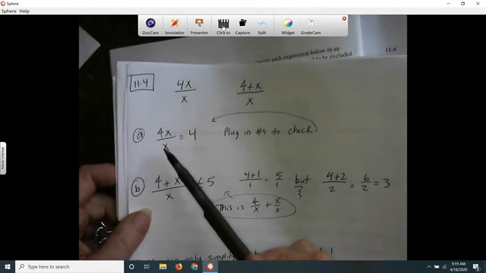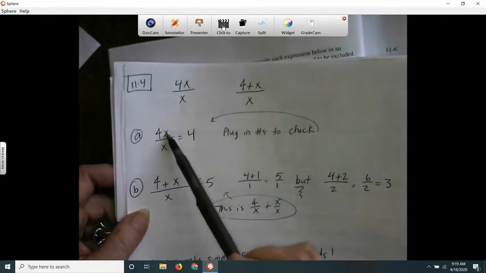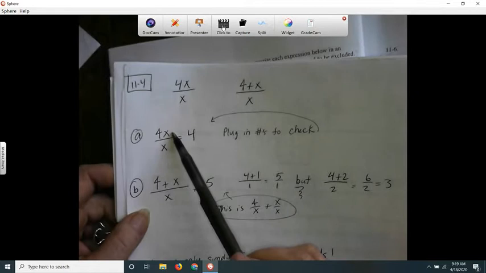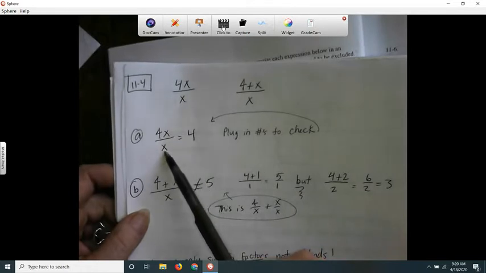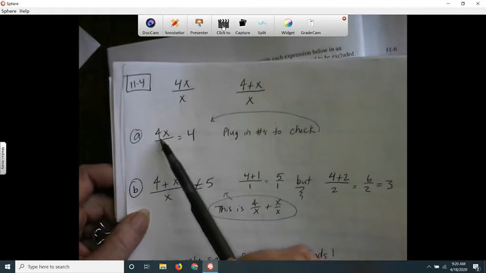So you can plug numbers in to check. If I plug 1 in, 4 times 1 is 4, divided by 1 is 4. But if I plug 2 in, it should still work. 4 times 2 is 8, divided by 2 is 4.